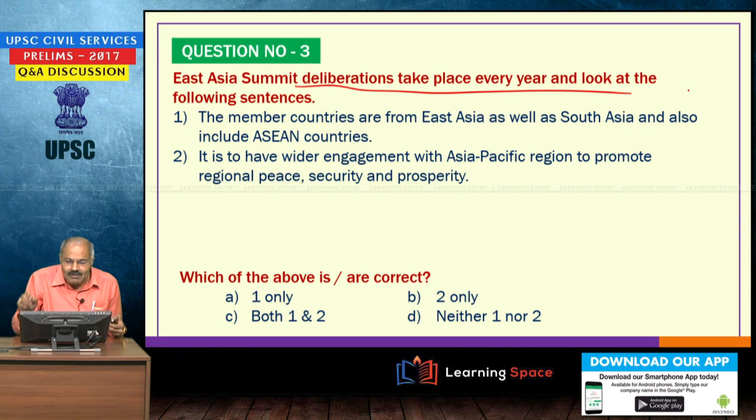East Asia Summit deliberations take place every year. All of you are familiar with the East Asia Summit. Every year the Prime Minister attends the East Asia Summit. Here the member countries are from East Asia as well as South Asia, and also include Asian countries. It is probably wrong.